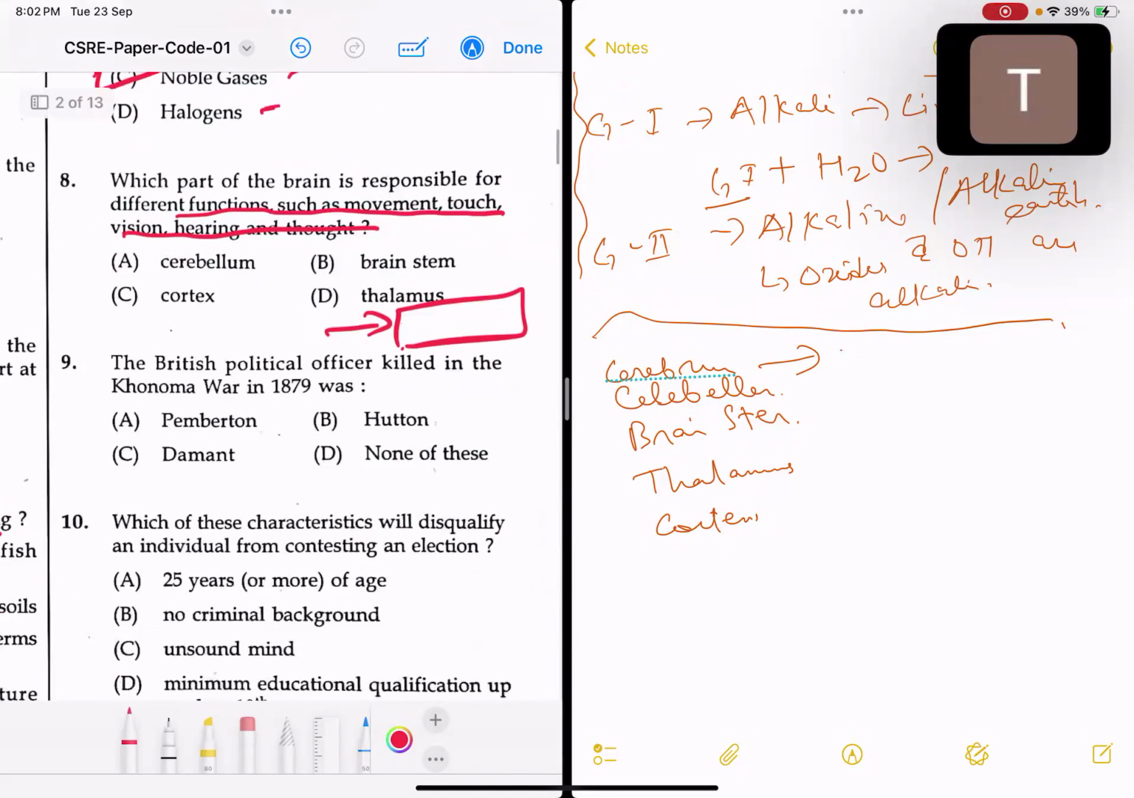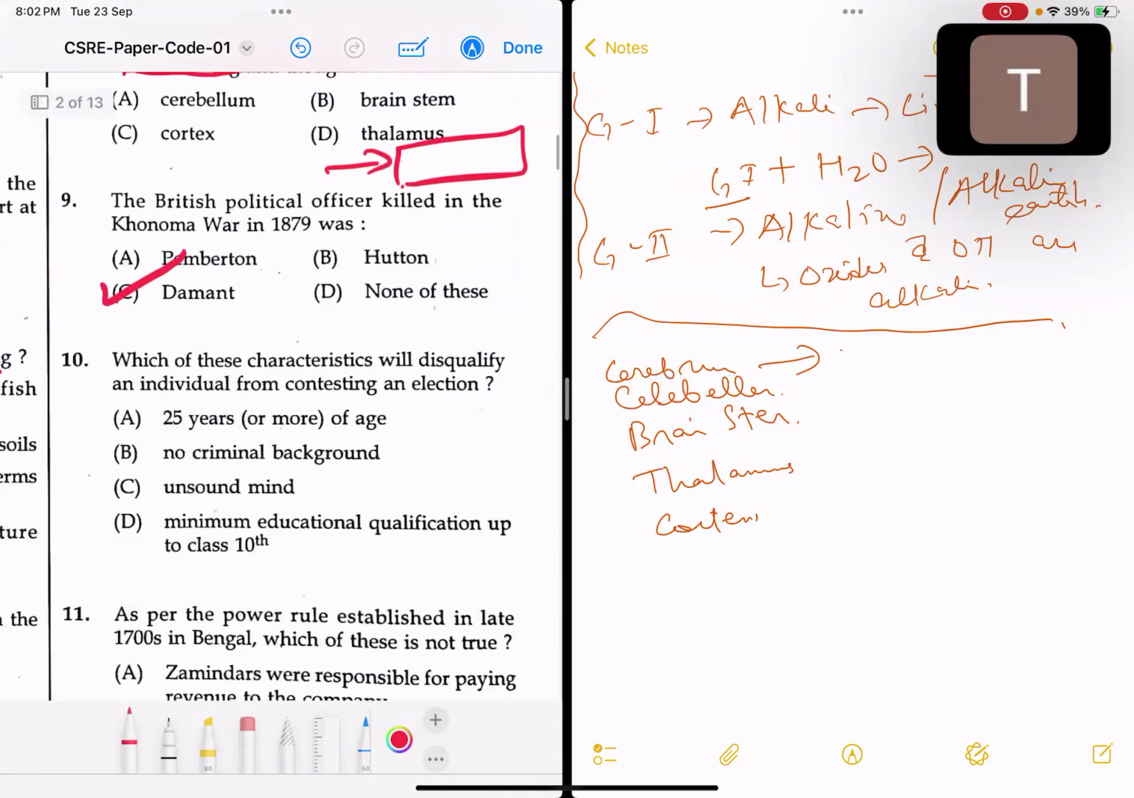Let's come to question number 9. The British political officer killed in the Kabul War in 1879 was, now this is a direct question and we are quite aware that it's Cavagnari, right? If you see the history question, it is quite direct, okay? There isn't much to think about. If you know, you can just mark it directly, okay?